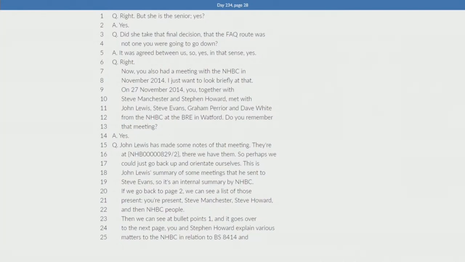line 1, right, but she is the senior. Yes. Answer: yes. Question at line 3, did she take that final decision that the FAQ route was not one you were going to go down? Answer at line 5, it was agreed between us, so yes, in that sense, yes. I'm putting that to you as her evidence.